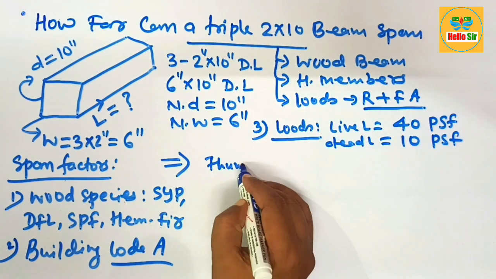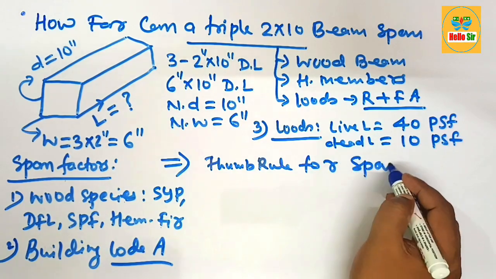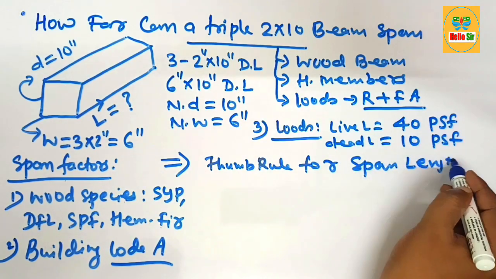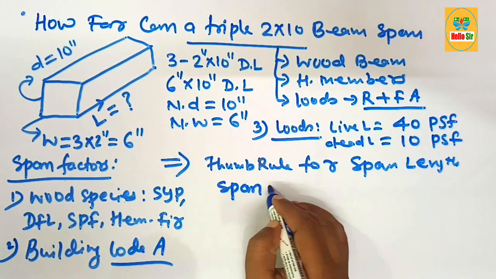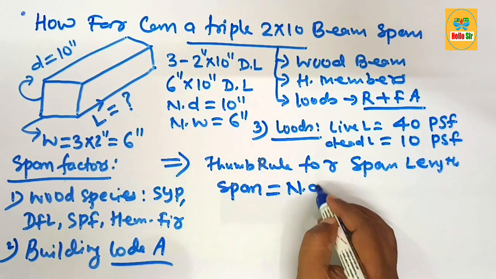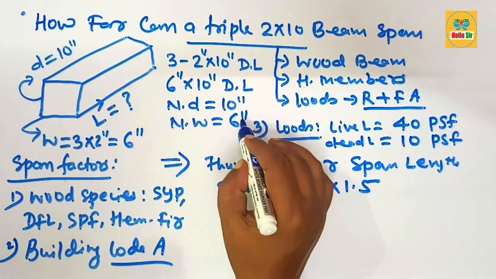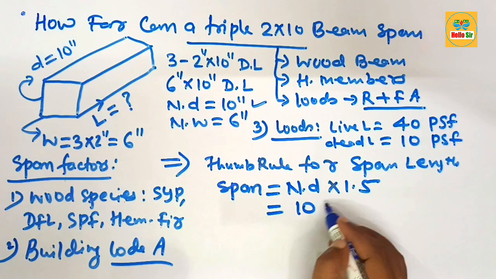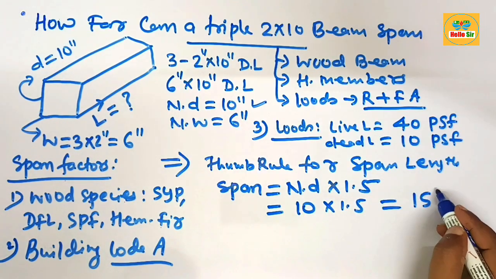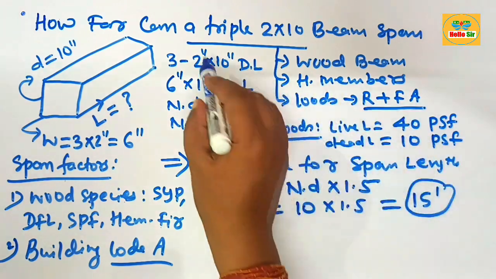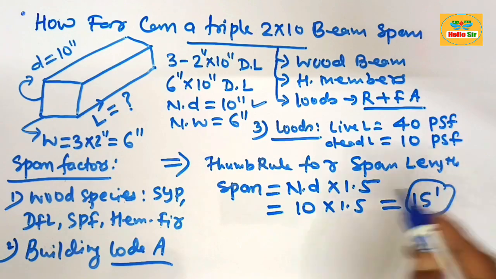Now, the thumb rule. What is the thumb rule to determine a span length? The formula is that the span is equal to the nominal depth of the beam multiplied by 1.5. Here the nominal depth, 10 inches, multiplied by 1.5 comes to about 15 feet. It means a triple ply 2x10 beam can span a maximum distance of about 15 feet.